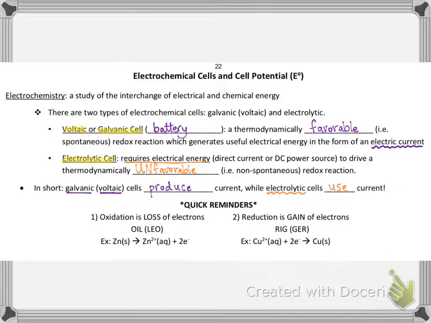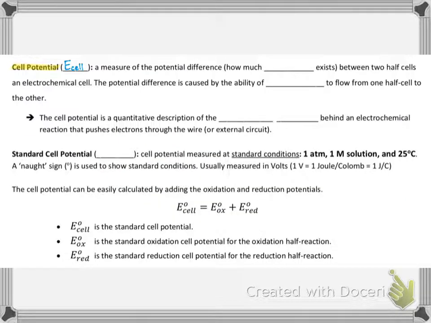Now let's talk about how you can measure something called the cell potential. Of course, you still need to remember that oxidation is the loss of electrons and reduction is the gain of electrons, because that's going to come in very handy. Now, cell potential, otherwise called E-cell, is a measure of the potential difference between two half cells. That's basically how much voltage exists. This potential difference is caused by the ability of electrons to flow spontaneously from one half cell to the other. The cell potential is basically a quantitative or numerical description of the driving force behind an electrochemical reaction, pushing electrons through the wire or external circuit.